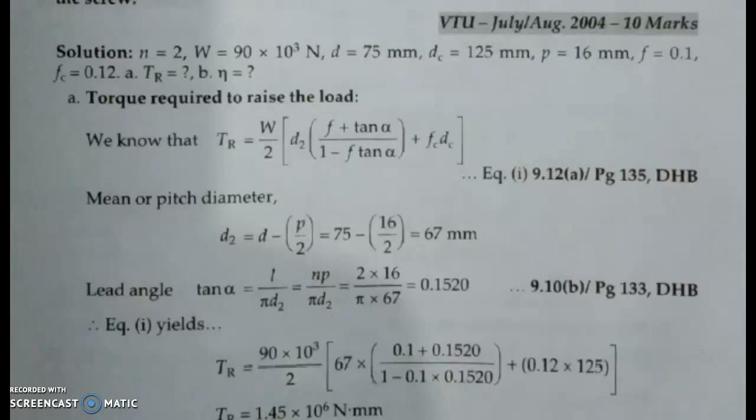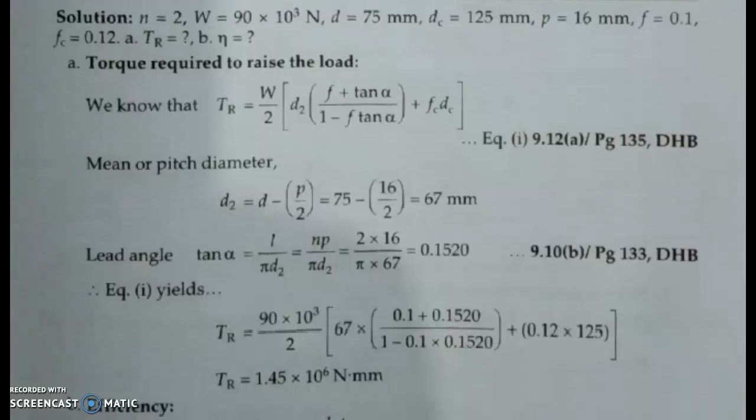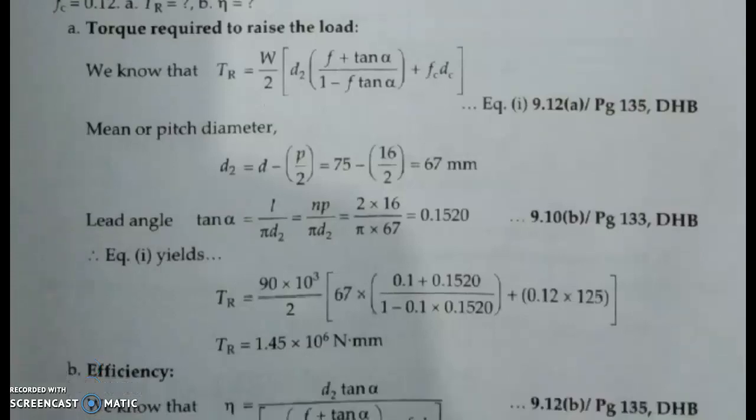Again, we already used this equation from page number 135. All the data we can take from the given data, and here D2 is not given, so we can substitute these values for D2 using D and P. Then we will get D2 is equal to 67. Similarly, we can find the value of alpha using that equation. We will get tan alpha is equal to 0.1520. Then if we substitute these values, we will get TR is equal to 1.45 into 10 raised to 6.